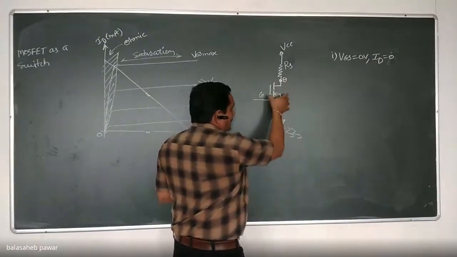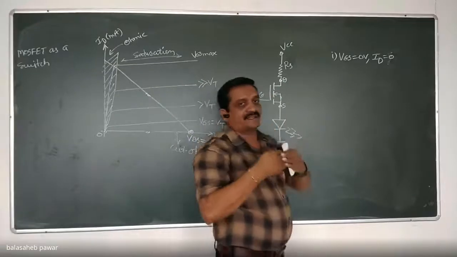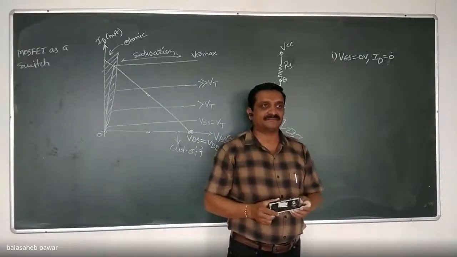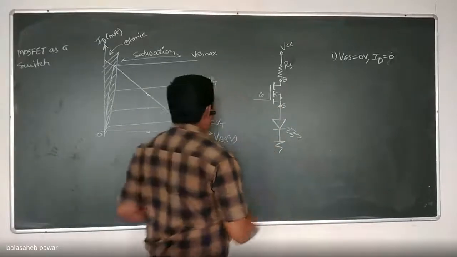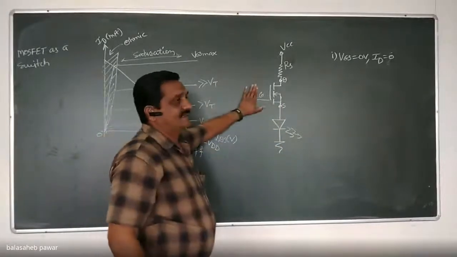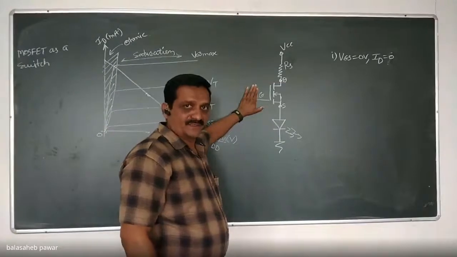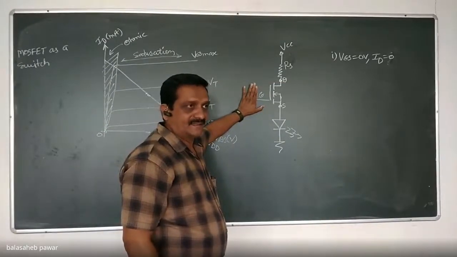0 current means that the MOSFET is acting as a closed path or open path? Open path. Very good, right? That means we can say it is acting as an open switch or off switch. Am I right?